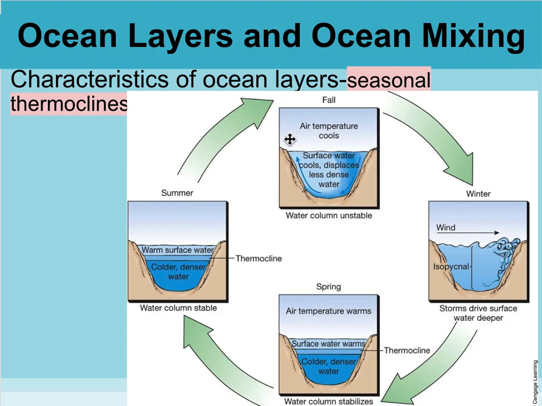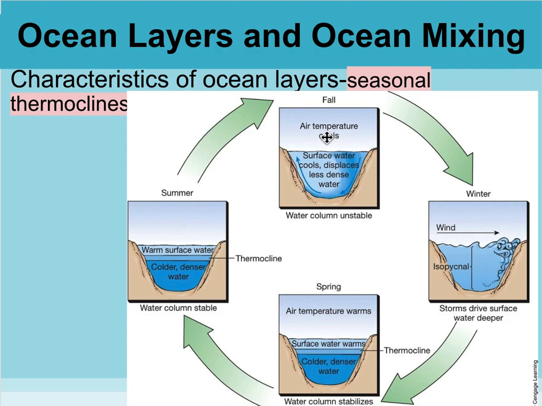So seasonal thermoclines look like this. Let's start out in the summer. You can picture that the surface water of the ocean is at its warmest. The sun is shining and it gets really warm. And the colder water is down below, and in between is a thermocline. And you can actually physically feel this when you dive into lakes, or even if you're in the ocean and dive low enough, you can feel these temperature changes.